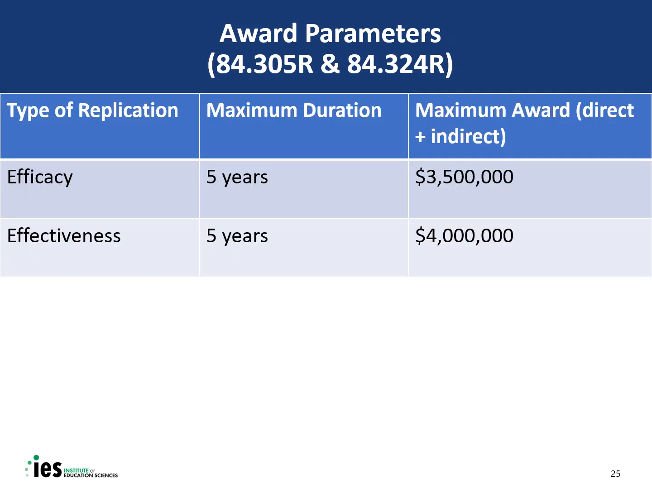These are the award parameters for the systematic replication program. For efficacy replications, the maximum duration is 5 years and the maximum award is $3.5 million. For effectiveness replications, the maximum duration is 5 years and the maximum award is $4 million.